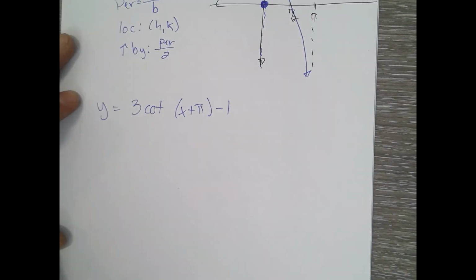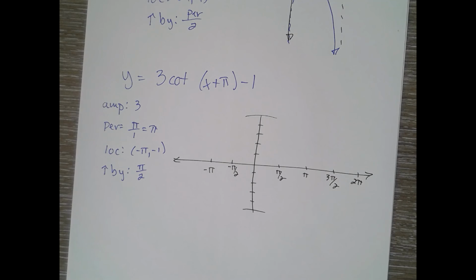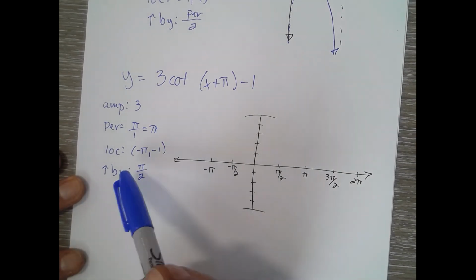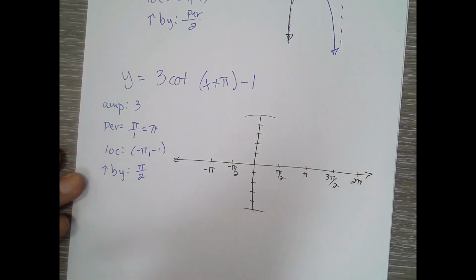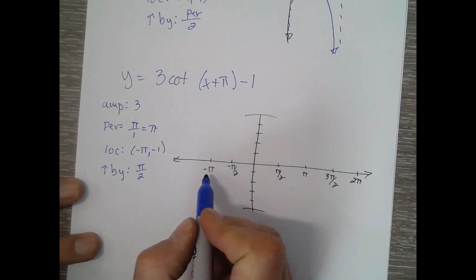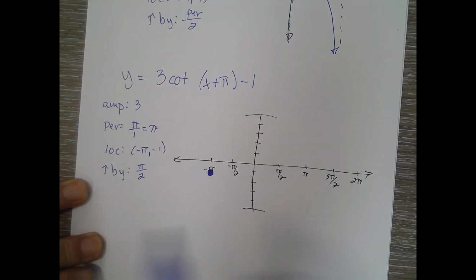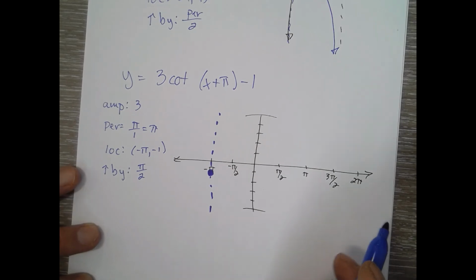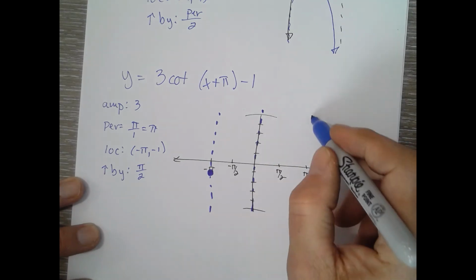See how far you get with that one. All right, so amplitude is 3, the period is pi over b, b is just 1, so the period's pi. The locator is negative pi comma negative 1. The up by is the period divided by 2, so pi over 2. I'm going to put a dot there. There's my locator. We know that there is a vertical asymptote that goes through the locator. And then we go two increments on the x-axis, and we're drawing our asymptotes.